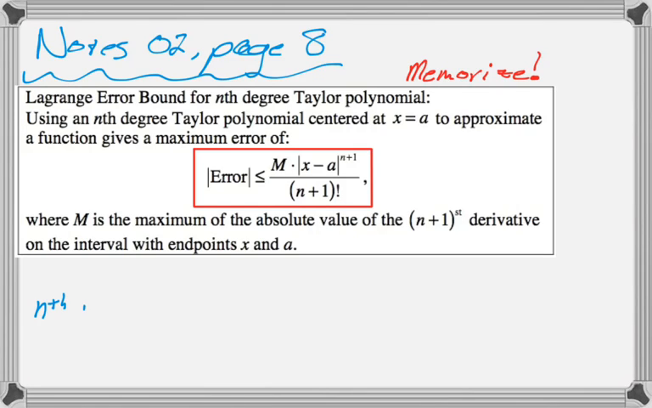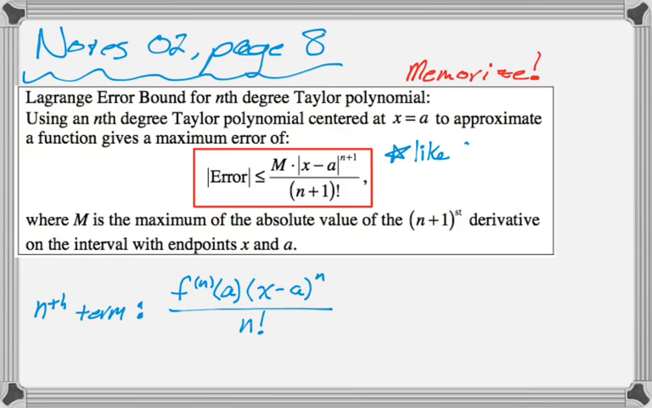But it's not that hard to memorize, actually. And the reason is because if you think of the nth term of a Taylor polynomial, it's the nth derivative at a, x minus a to the n over n factorial. So this thing in the box here looks an awful lot like just the first term that you left off. If you were to have written one more term of your Taylor polynomial, it would look an awful lot like this error. And that's good because it makes it so much easier to remember. But what I do want to highlight is M has so much going on.